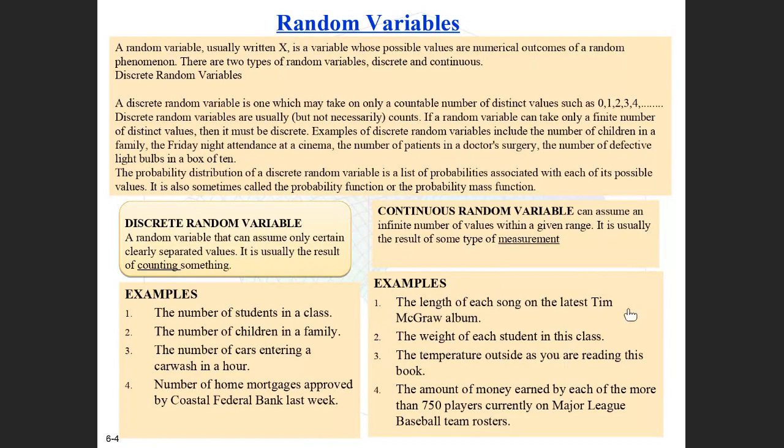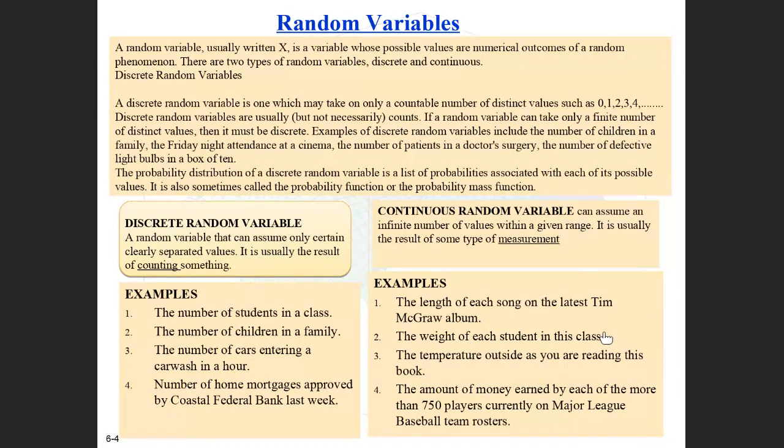That's not a discrete number, okay? It's a continuous random variable because it's on a continuous scale. The temperature outside as you are reading this book. The amount of money earned by each of the more than 750 baseball players currently on Major League Baseball team rosters. So in theory, it can go to infinity.